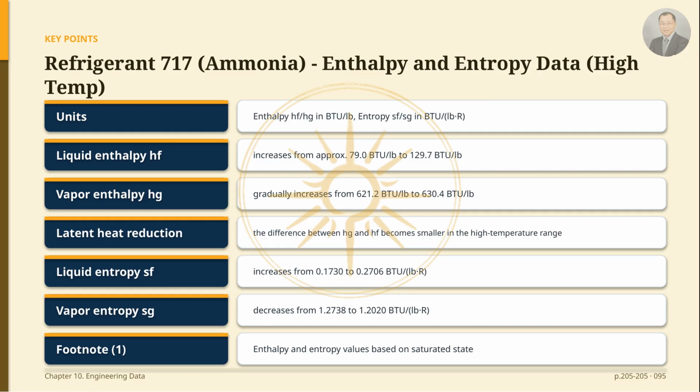For entropy, the liquid side, SF, increases from 0.1730 to 0.2706 BTU per pound Rankine, whereas the vapor side, SG, decreases from 1.2738 to 1.2020. As indicated by footnote 1, these are all enthalpy and entropy values based on the saturated state.